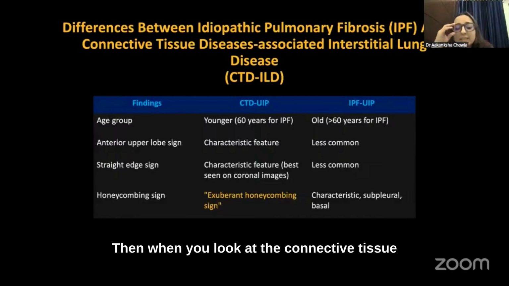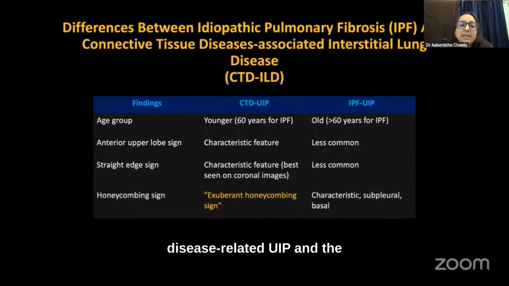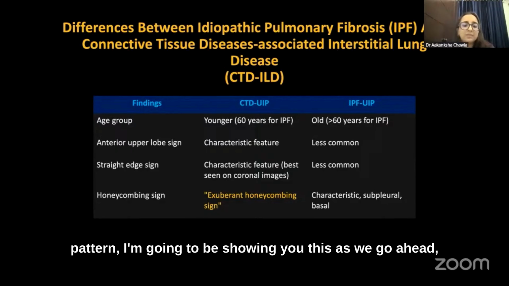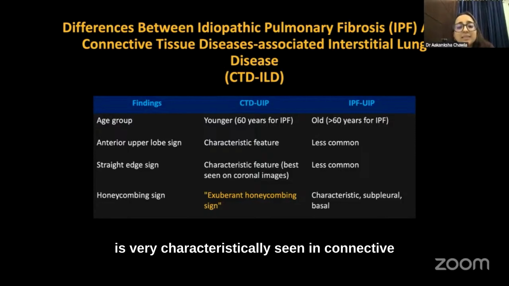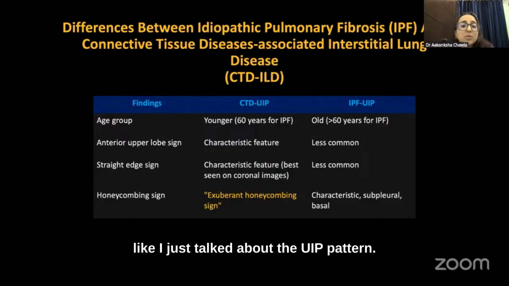Then when you look at the connective tissue disease related UIP and the IPF related UIP, the CTD UIP is more commonly seen in younger individuals, under 60 years, and IPF UIP in older individuals. And exuberant honeycombing, which is very characteristic of CTD related UIP pattern, and I'm going to be showing you this as we go ahead, is very characteristically seen in connective tissue disease related UIP, whereas in IPF UIP, it will be subpleural basal, like I just talked about for the UIP pattern.